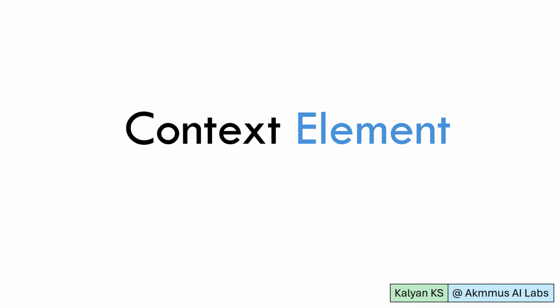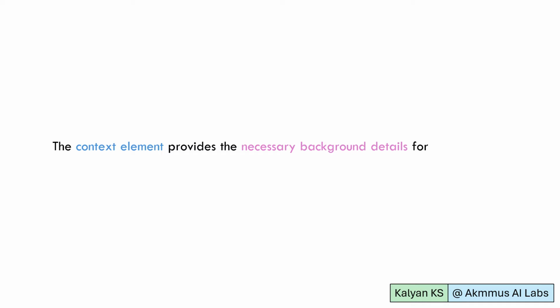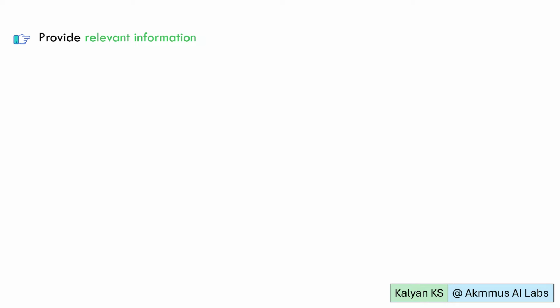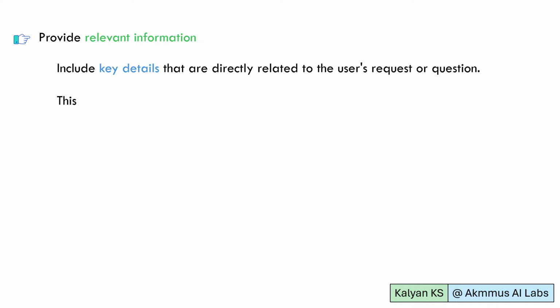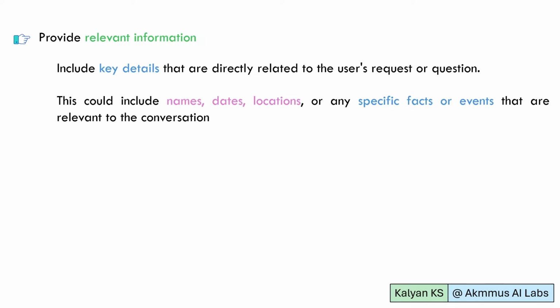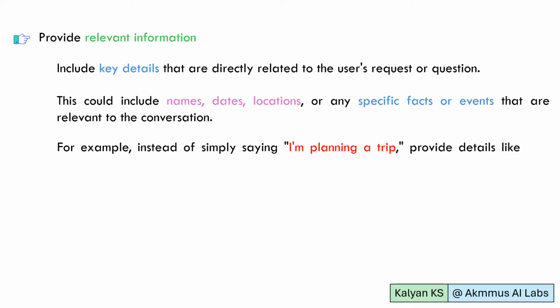Now, let us see how to craft the context element. The context element provides the necessary background details for the chatbot to get a better understanding. Here are some of the tips for crafting the context element. The first one is, provide relevant information. Include key details that are directly related to the user's request or question. This could include names, dates, locations, or any specific facts or events that are relevant to the conversation. For example, instead of simply saying, I'm planning a trip, provide details like, I'm planning a trip to Thailand for 2 weeks in July.